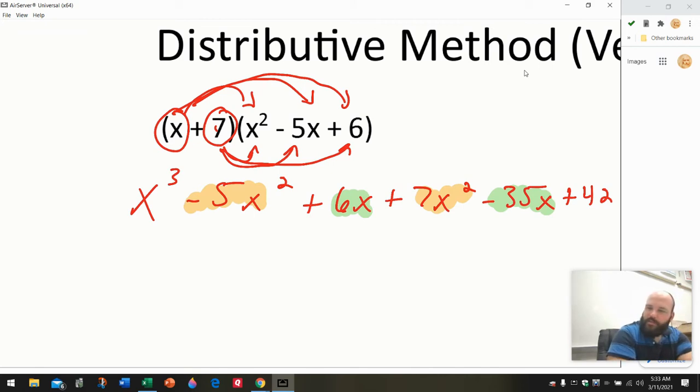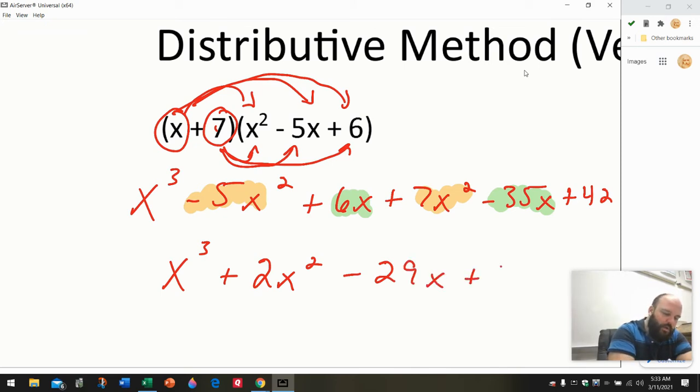So we will now put this in standard form, which is x to the third. Then we have negative 5x squared plus 7x squared. That turns into 2x squared because negative 5 plus 7 is 2. Then we have 6x minus 35x. So that will be negative 29x. And then lastly, we drop the 42 and just write plus 42. And that's it. There's your final answer.